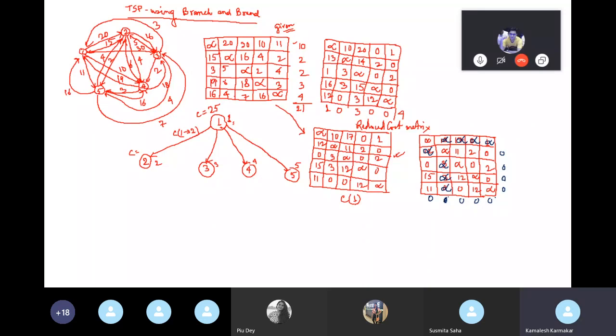Sir, the value 12, we are marking it as infinity because we are taking the reverse value from 2 to 1, right?